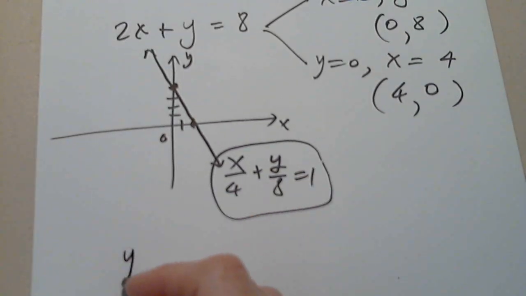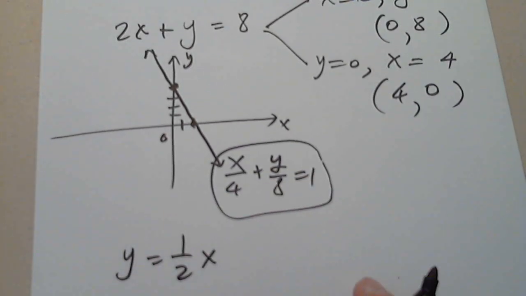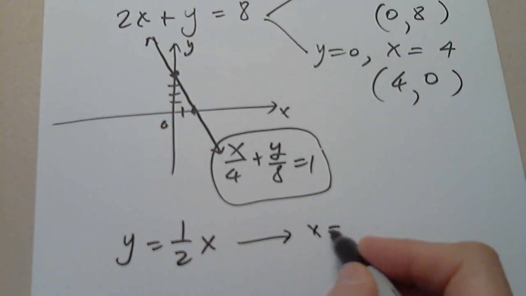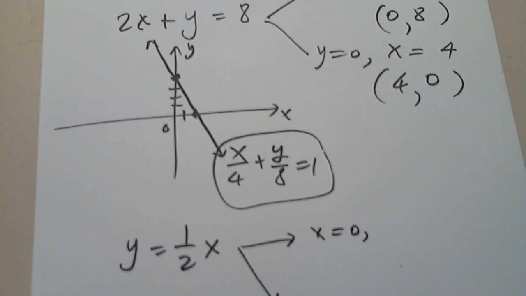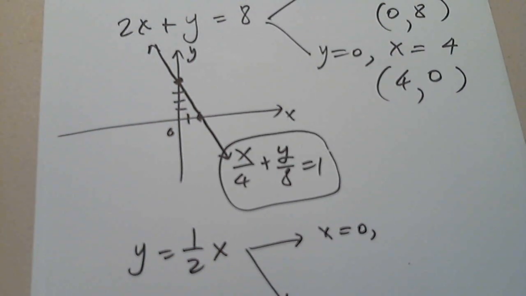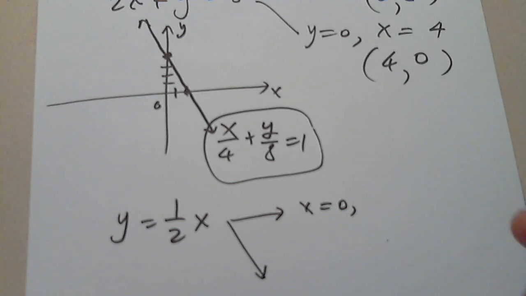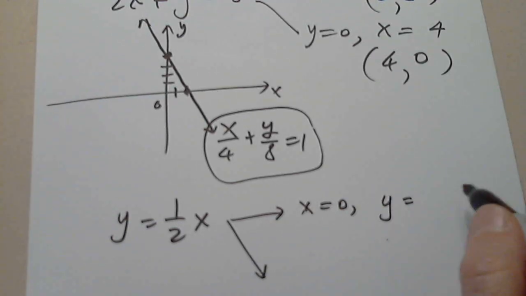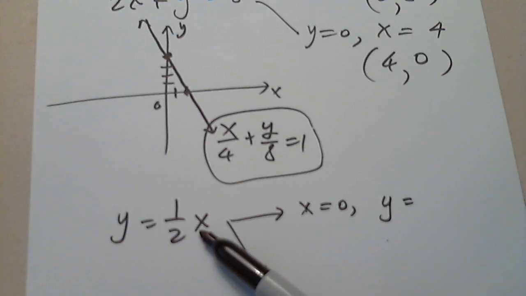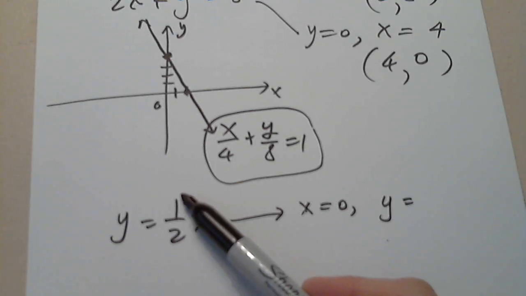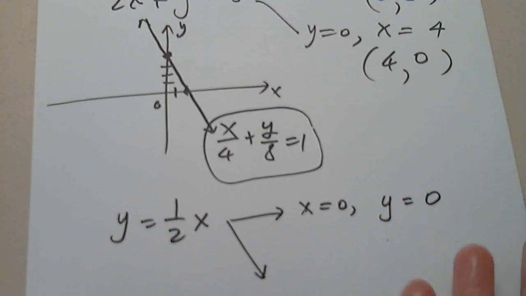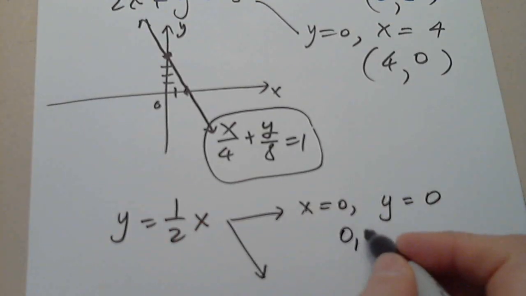Let's say I have y equals 1/2 x. Well, when I plug in 0 for x, what do I get for y? When I replace x by 0, y equals 0. Exactly. It passes through the origin because it doesn't have a free term.